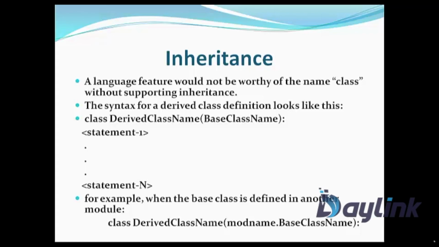The name BaseClassName must be defined in a scope containing the derived class definition. In place of a base class name, other arbitrary expressions are also allowed. This can be useful, for example, when the base class is defined in another module: class DerivedClassName, and in brackets modname.BaseClassName.